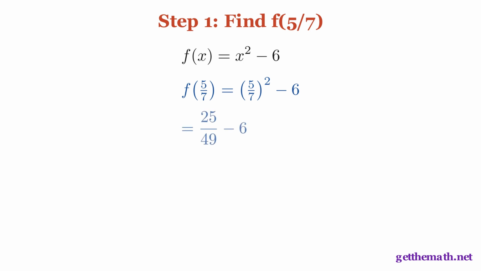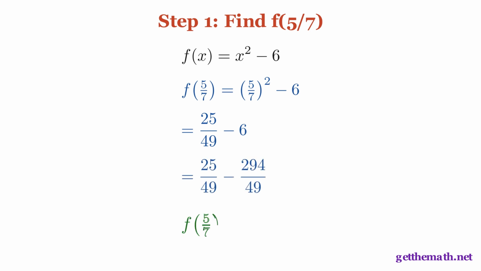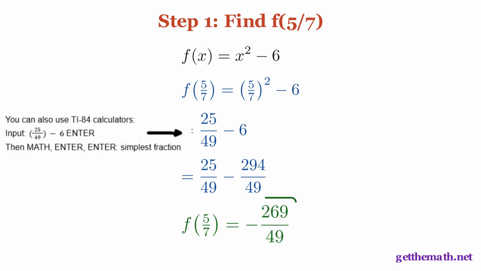If g of the input equals 0, the quotient does not exist. Step 1. Find f of 5/7. Our function is f of x equals x squared minus 6. Substitute x equals 5/7. f of 5/7 equals 5/7 squared minus 6. 5/7 squared equals 25 over 49. Now subtract 6. Write 6 as 294 over 49. 25 over 49 minus 294 over 49 equals negative 269 over 49. f of 5/7 equals negative 269 over 49.